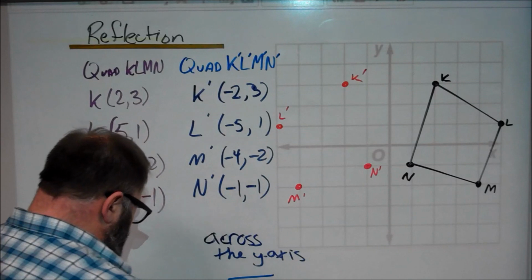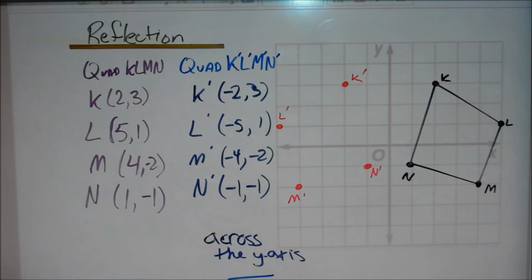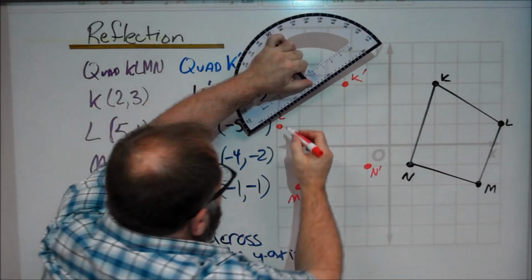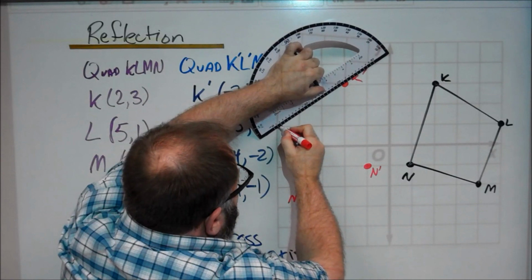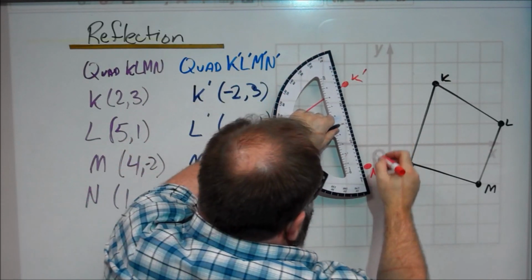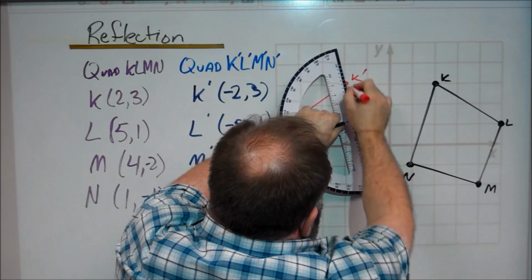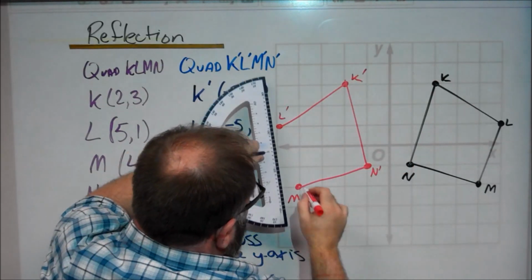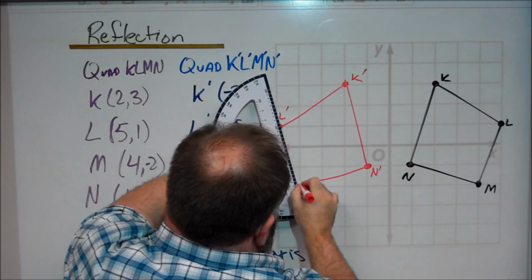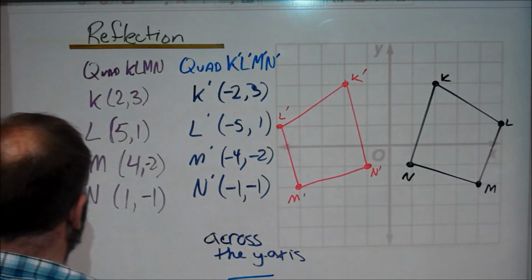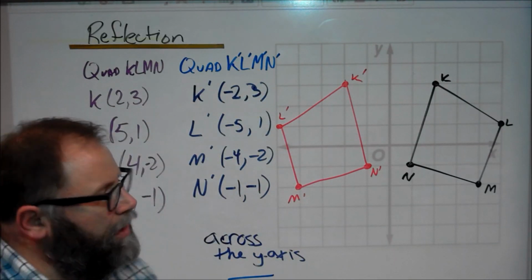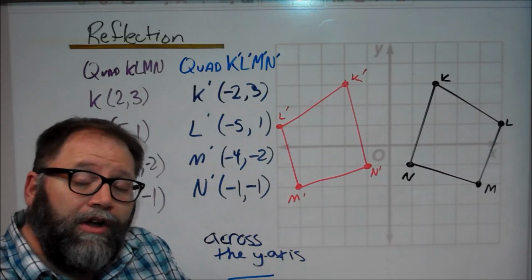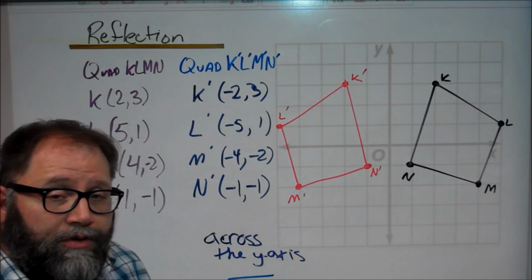N prime. Let me get my straight edge. Lock and load here. And put my piece on and draw. Piece on and draw. Ooh, that was a bad one. And draw. That looks pretty accurate.